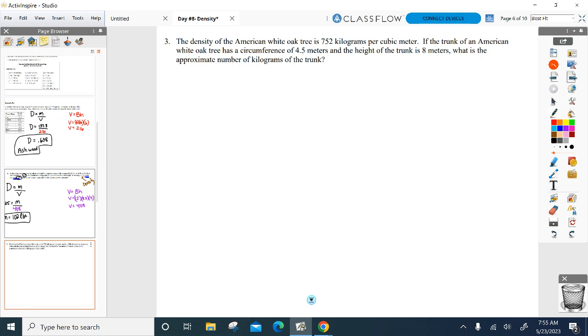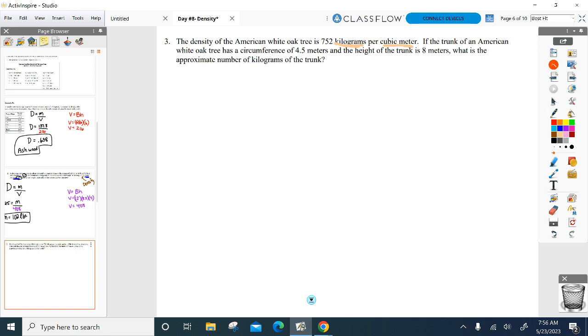All right, let's do an oak tree. I just come out and say density, right? So I don't even have to worry about that. 752 is your density. Even if I took that word out, it shouldn't matter to us. Kilograms, mass, per cubic meter, volume. So even if I took the word density out, we should know, hey, 752 is the density. The trunk has a circumference of 0.45 meters and a height of 12. What is the approximate number of kilograms of the trunk?